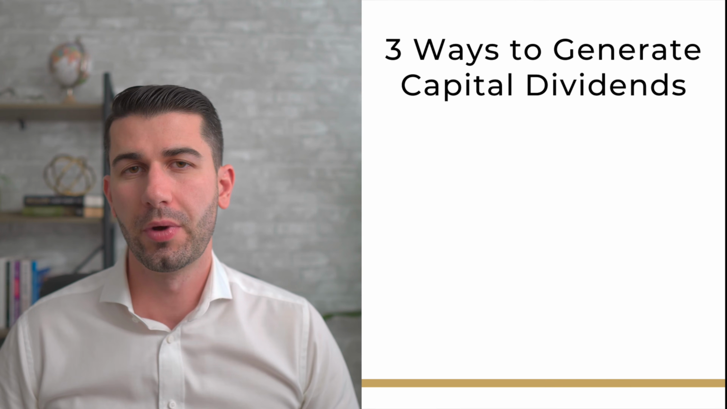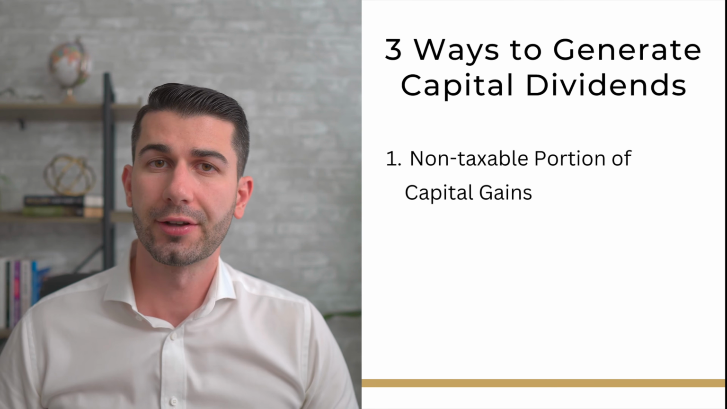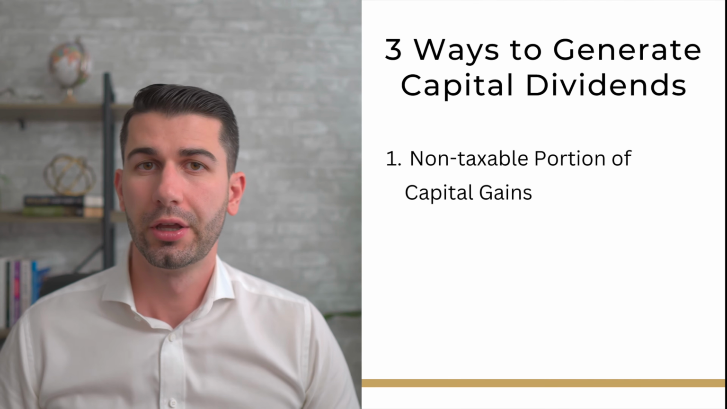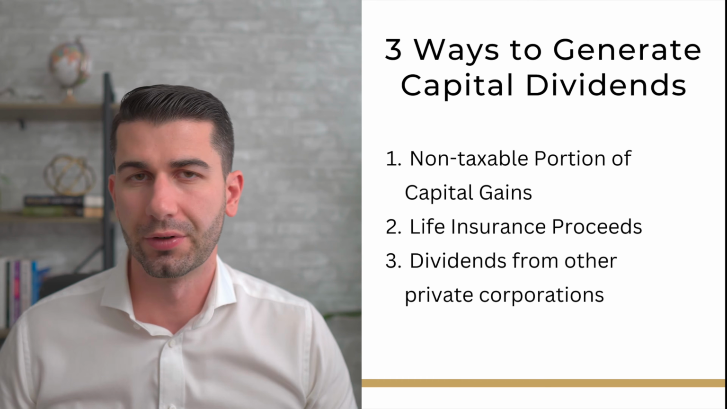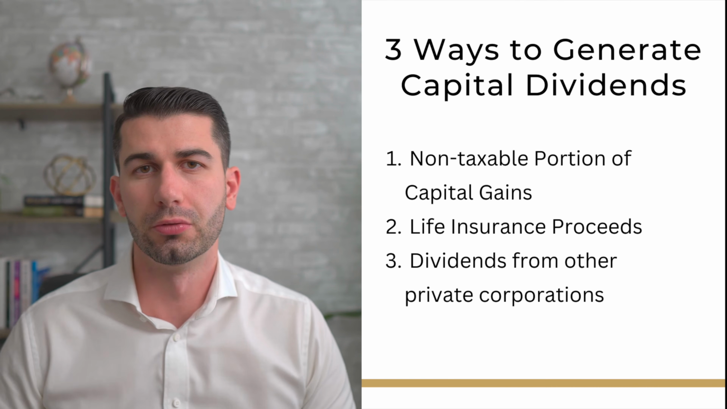So now you're wondering, how do I generate these capital dividends inside my personal corporation? Well, there's three ways. One is through the non-taxable portion of capital gains. Two is through life insurance proceeds, and three is from capital dividends from another corporation. Generally, life insurance proceeds and the non-taxable portion of capital gains are what's really going to generate your capital dividend account balance. And in this particular video, we're only going to focus on the non-taxable portion of capital gains.